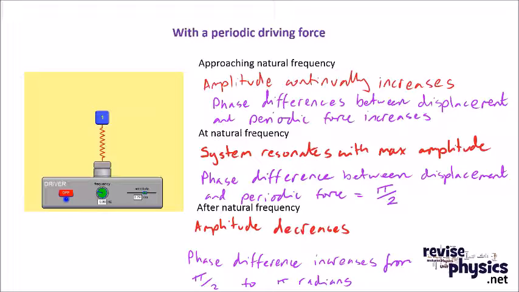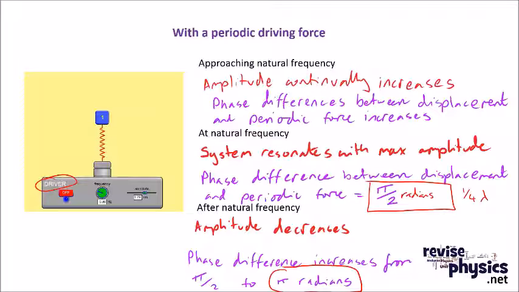The important thing to remember about this here is that the phase difference between the displacement and the driver, that's our periodic force, becomes pi by 2 radians, or a quarter of a wavelength out of phase. Once you go beyond that natural frequency, because you're no longer driving it at the frequency at which it wants to go, then the amplitude starts to drop off again. And now the phase difference increases from pi by 2 to pi radians.